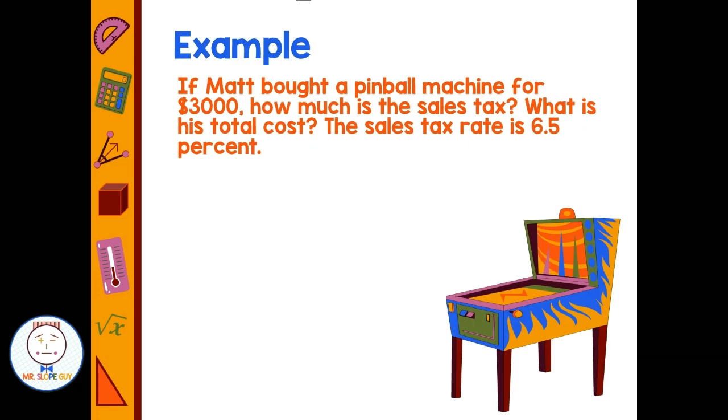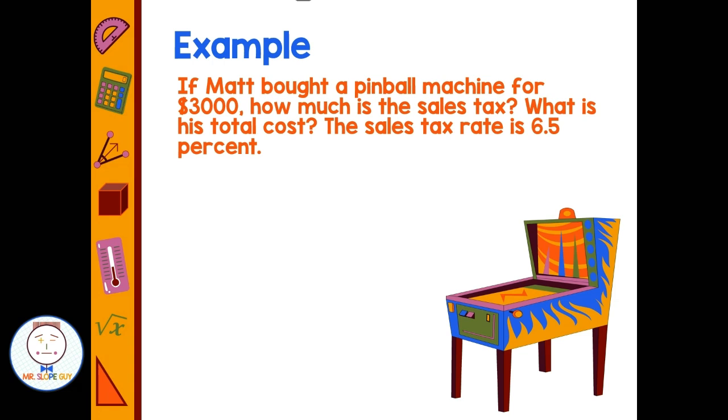Let's look at a new example. If Matt bought a pinball machine for $3,000, how much is the sales tax and what is his total cost? The sales tax rate is 6.5%. So the sales tax rate varies within different states, within different counties, within different cities even can have different rates. This number tends to be somewhere between about 6 and 12%, but could be a little higher, could be a little lower.